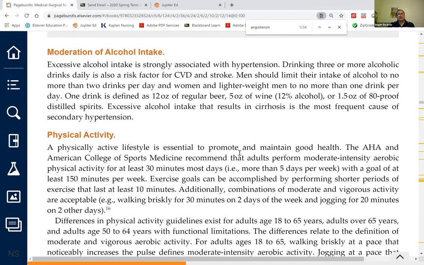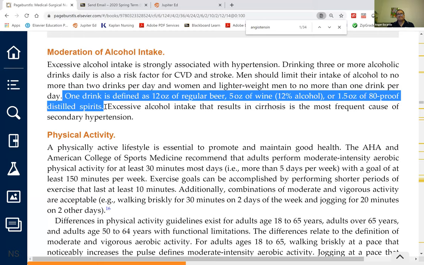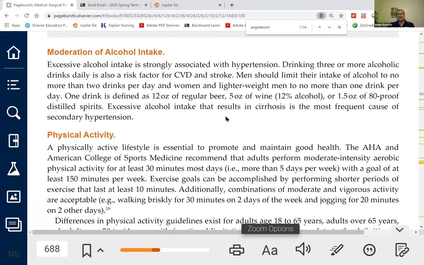Moderate alcohol. They do specify how much is moderate though, because when you say moderate, that can be relative. Let's say, what if moderate for me is a whole keg, right? Let's say you're talking to an Irish patient, so they may have a different idea of moderation. So it has to be specific. So these are the guidelines. This doesn't say, well, unless you're Irish. It doesn't say that.